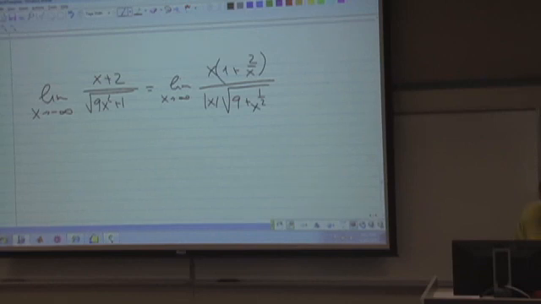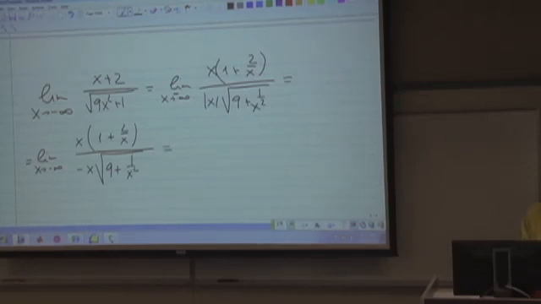Now, because I'm going to minus infinity, this becomes the limit as x goes to minus infinity of x times 1 plus 2 over x, divided by minus x times the square root of 9 plus 1 over x squared. And now the x is crossed out, and so we're left with 1 over minus the square root of 9, which is minus 1/3. Does that make sense?